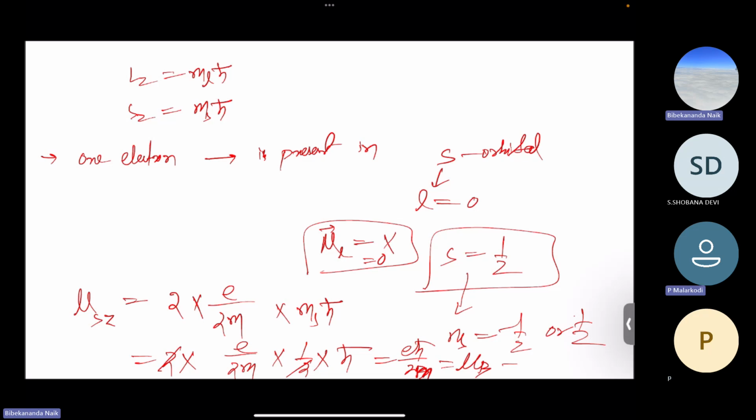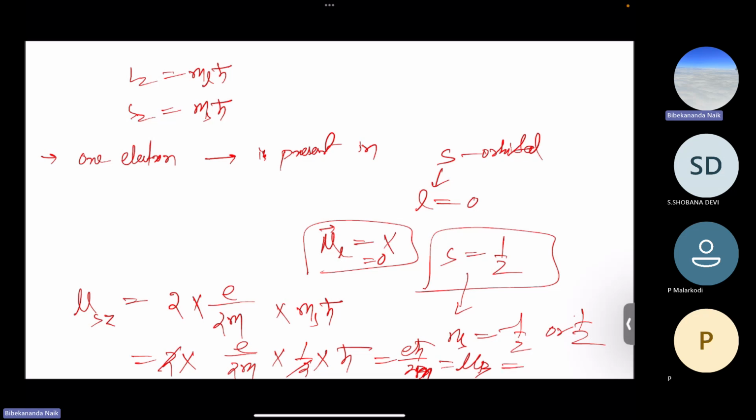The Bohr magneton is basically the measurement unit of atomic magnetic moments. Atomic magnetic moment can be the orbital magnetic moment or the spin magnetic moment. If you talk about the physical significance, the Bohr magneton is the value of the spin magnetic moment of an electron that is present in an s orbital. I hope this is clear.